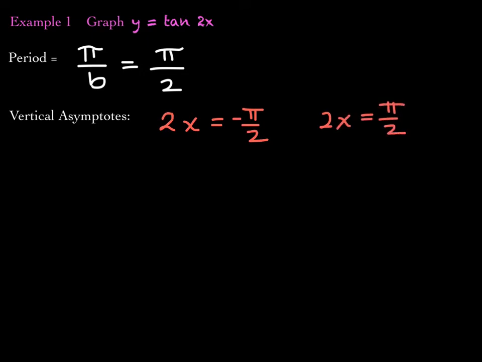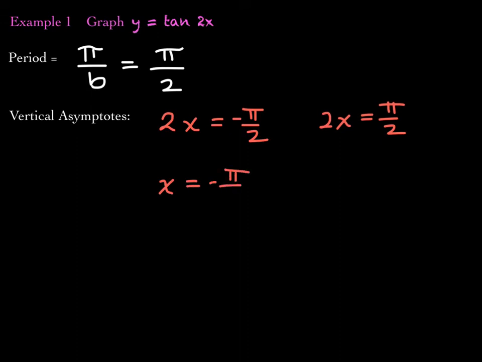Now the reason why I'm setting my argument to negative pi over 2 and positive pi over 2 is because this is the tangent function. And the most basic tangent function has vertical asymptotes at negative pi over 2 and positive pi over 2. Remember that the tangent function is undefined at any odd multiple of pi over 2. So once this entire argument takes on any value that is an odd multiple of pi over 2, the function is undefined. So that's the reason why I'm setting this equal to negative pi over 2 and positive pi over 2. To solve for x for each of these, the first one you're going to want to multiply both sides by 1/2.